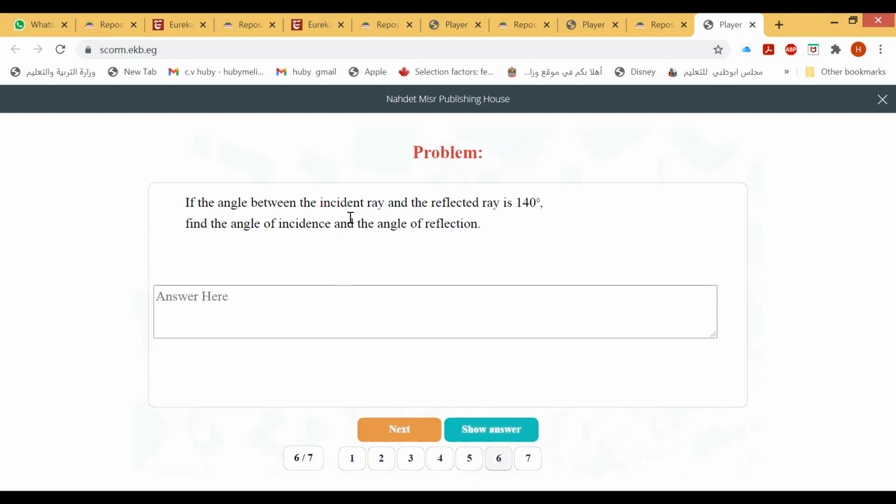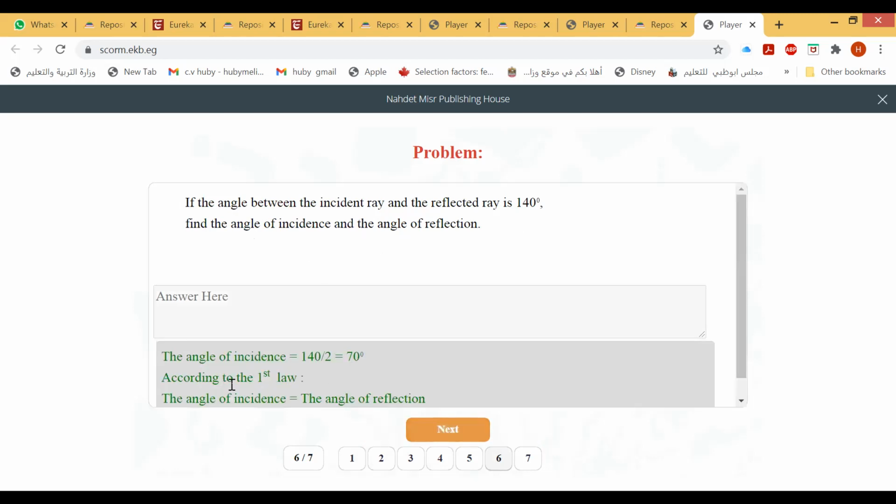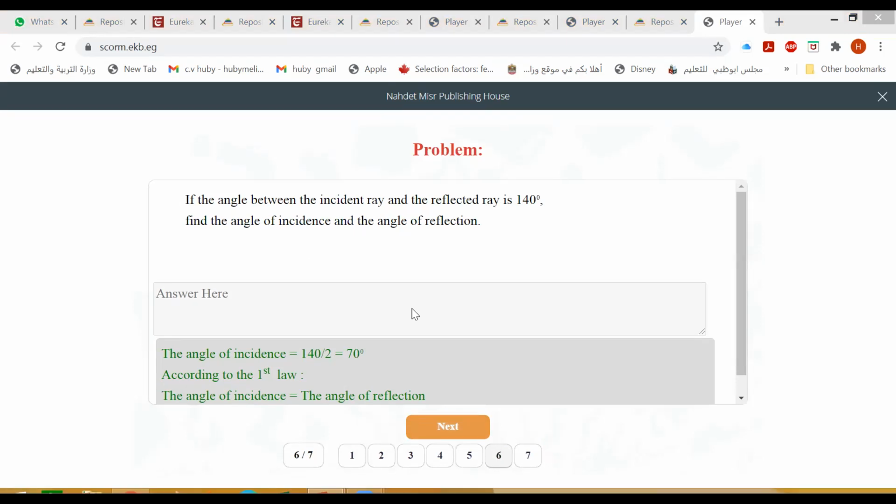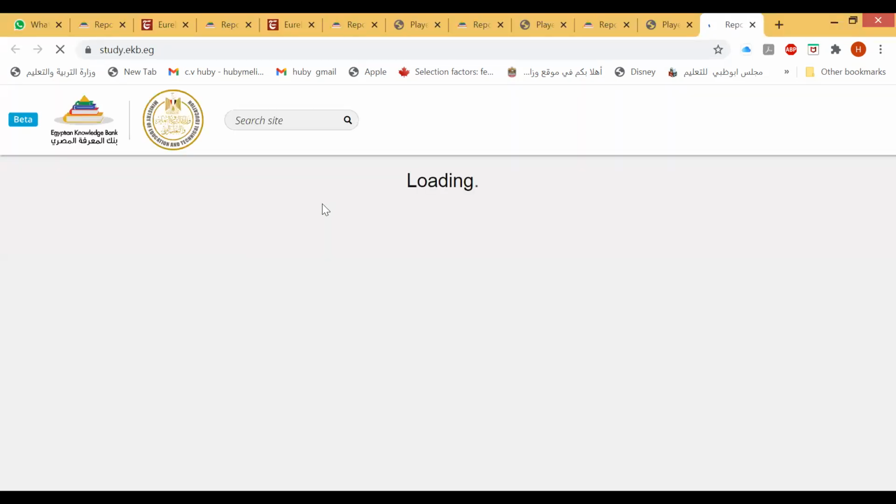If the angle between the incident ray and the reflected ray is 140. This is the angle. Find the angle of incidence and the angle of reflection. طبعا هما الاثنين اصلا equal فعشان كده نعمل ايه divide 2. So according to the first law of reflection, angle of incidence equal angle of reflection. Let's start continue the second example, exercises.